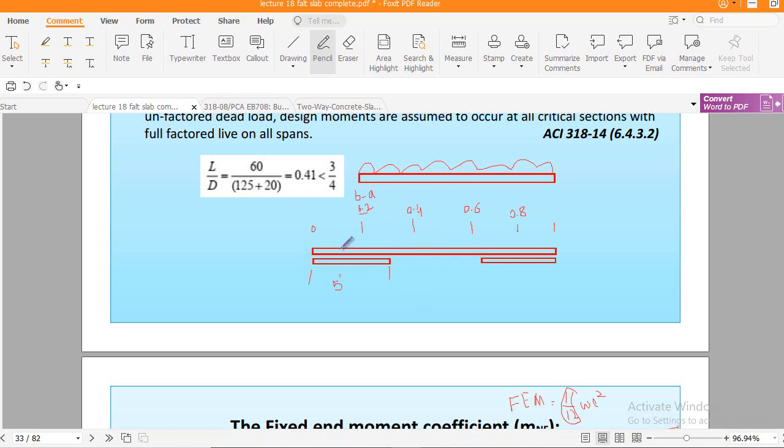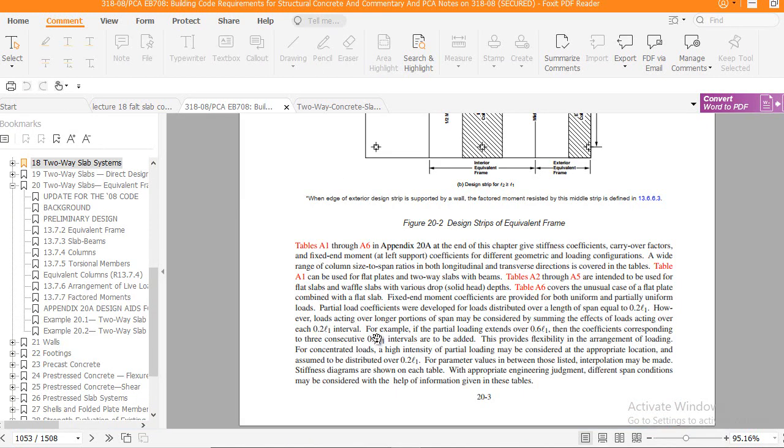If, let's say, the load is distributed over more than 0.2, let's say 0.4, it is not 5 feet, it is 8 feet, it is 10 feet. So we have to sum up. First of all, we have to find the fixed end moment for the 0.2 interval, then find it for the 0.4 interval, and then add up those coefficients. This is basically what they mean to explain. For example, if the partial loading extends over 0.6 L1, then the coefficients corresponding to three consecutive 0.2 L1 intervals are to be added. Three consecutive means from 0 times L1, 0.2 times L1, up to 0.6 times L1. So we have to find the coefficients for these three consecutive intervals and then add them up.